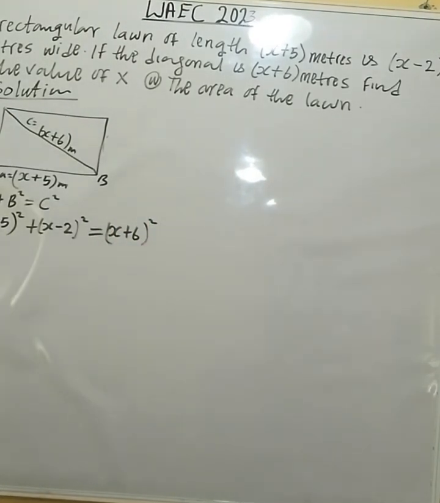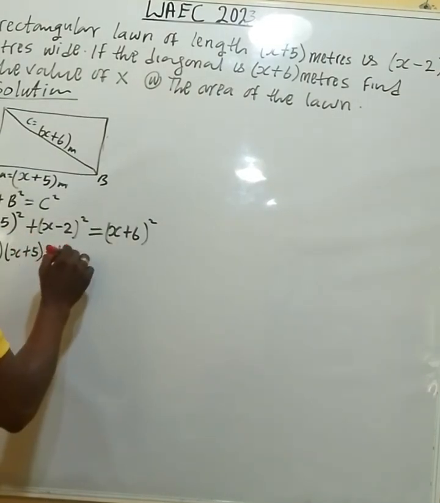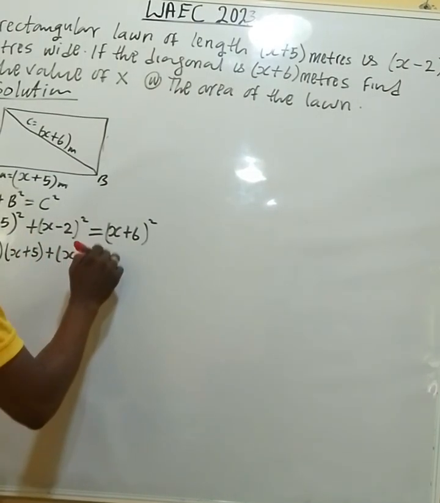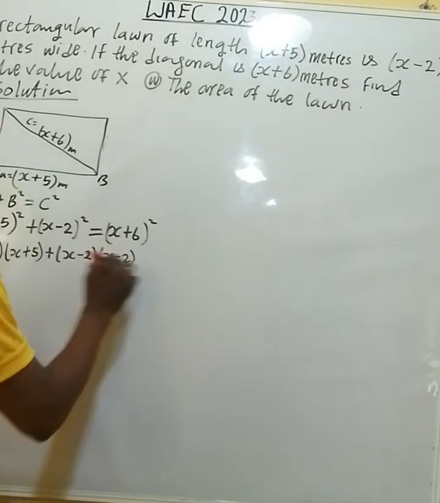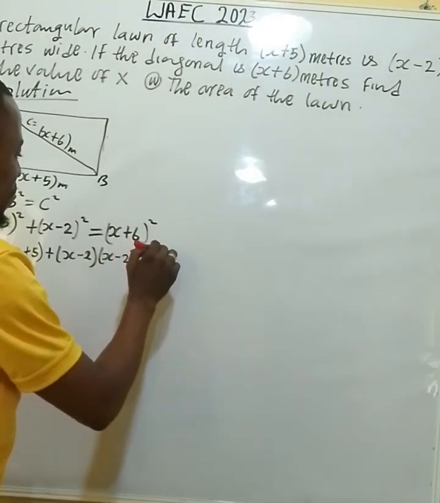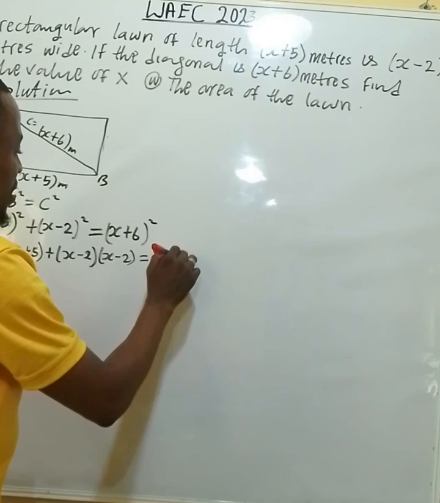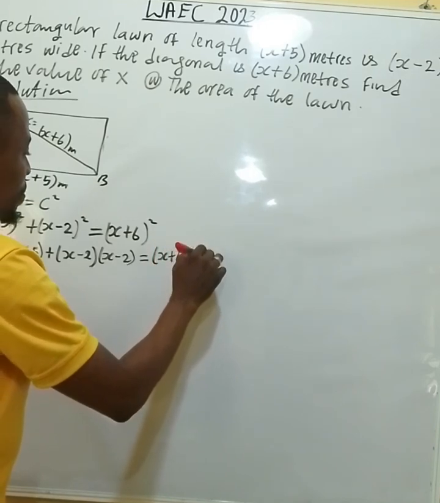Are we together? Then we will open the brackets. When you have a square, it means that particular number times that same number. So we have x plus 5 into x plus 5, that's the square, then plus x minus 2 into x minus 2, that's another square, equals x plus 6 into x plus 6.